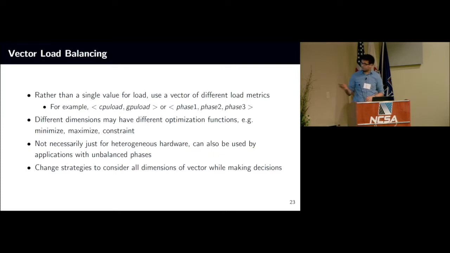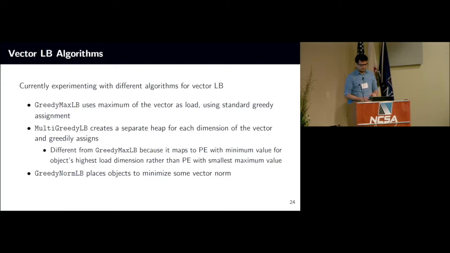One thing, like I said before, with these phases, is that it's not necessarily just for heterogeneous hardware. If you have an application where, for example, half of the objects do something in the first subphase, and the other half of the objects do something in the second subphase, the regular load balancing framework would look at those two and say they have the same amount of load. But really, we want the first phase and the second phase to be equally spread across the machine. So this lets you specify those intricate details about how the application actually runs. So the big thing here is we need to change the strategies to now consider the dimensions of these vectors while making decisions. So we've implemented a few new vector load balancing strategies.